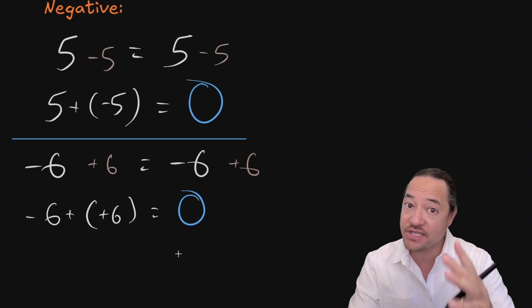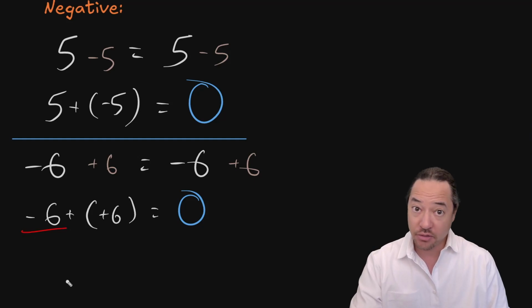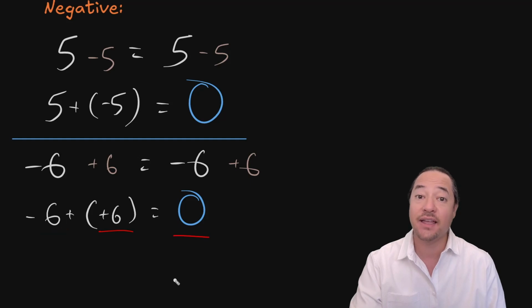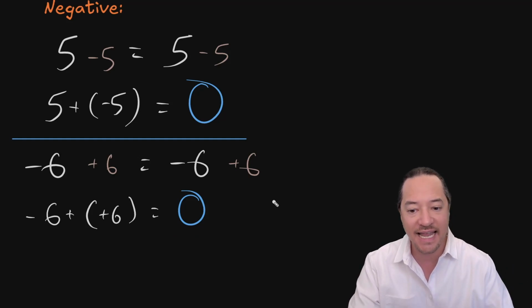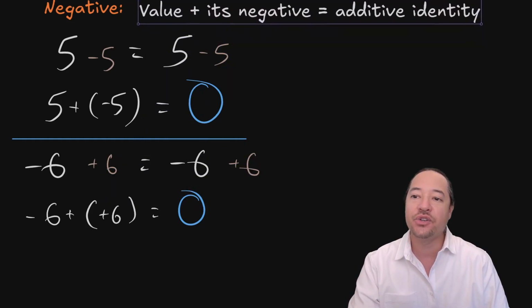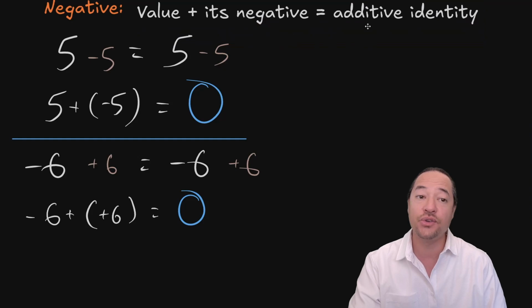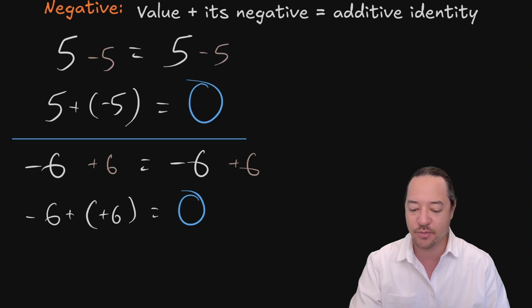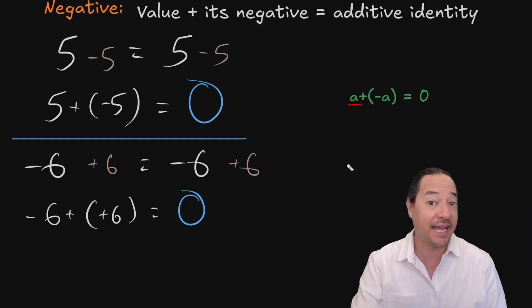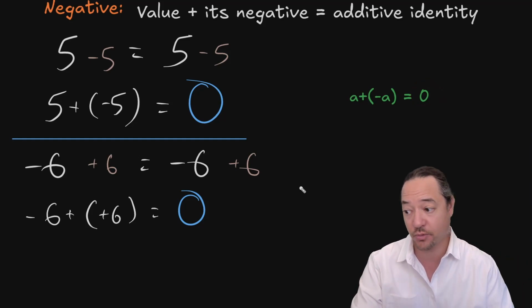So once again, we have the same thing happening. We have a number, and then we add its negative, and that gives us the additive identity 0. And that is what negative numbers are defined as. When you take a value and you add its negative, you get the additive identity, which is 0. It's a funny way of describing negative numbers, but it's a more technically correct way of doing that. So in general, any number A plus its negative will equal the additive identity, which is 0. And this is how we get negative numbers to start with.